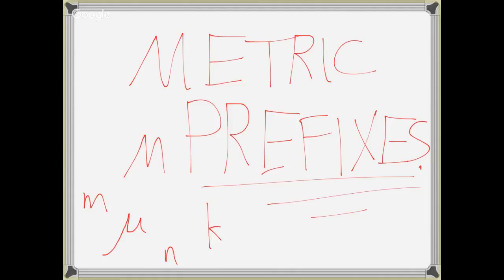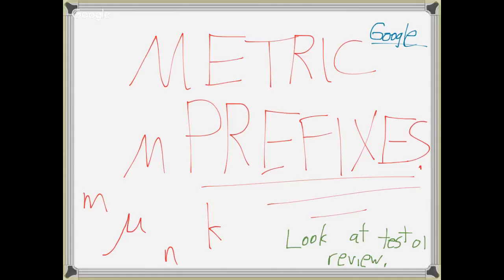If you go onto Canvas and just look at the test 1 review, that has all sorts of metric prefixes there. So if you need to review that, go ahead and look at that. It has the metric staircase. It has just the values of all the prefixes. It has all sorts of things. Or go ahead and just Google metric prefixes, because Google's going to have them all, and you'll get more than I'm actually going to ask you for.